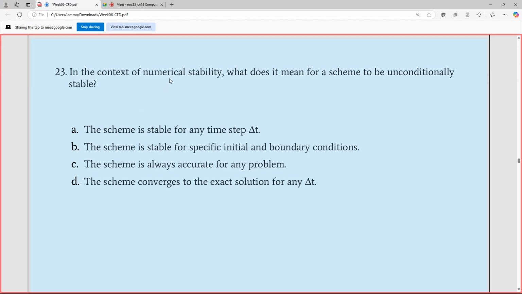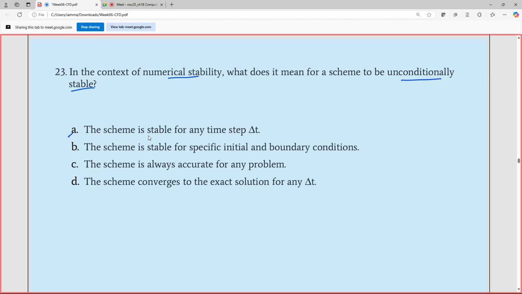In the context of numerical stability, what does it mean for a scheme to be unconditionally stable? So it is the same aspect of numerical stability asked in a different context. What does it mean for a scheme to be unconditionally stable?